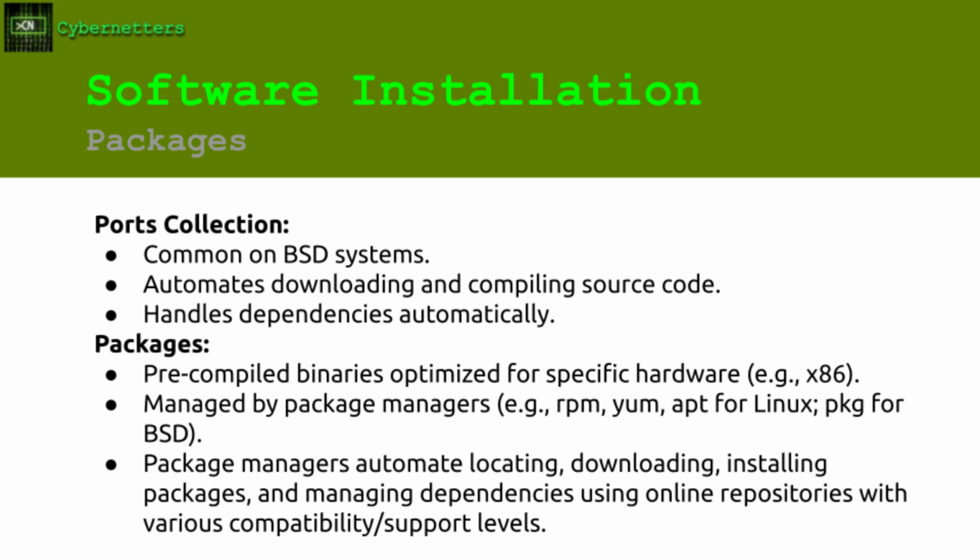Packages, on the other hand, are precompiled for a specific architecture like x86. On Linux, you might see .rpm for Red Hat and .deb for Debian-based systems. Tools like yum, DNF, apt, or pkg on BSD automate the entire process. They'll fetch the package, install it, and manage dependencies using online repositories. It makes installing software much simpler, especially if you don't need the flexibility of compiling from source. Just pick your package manager, run the install command, and let it handle the rest.